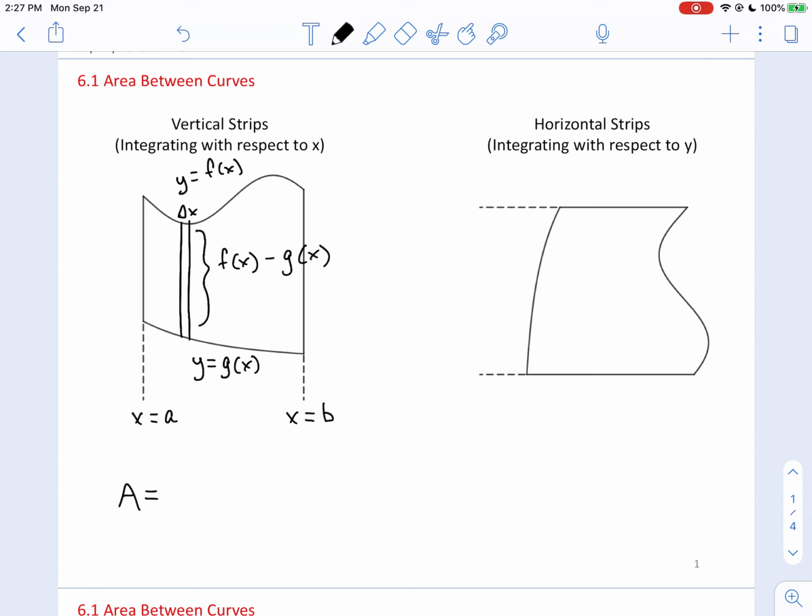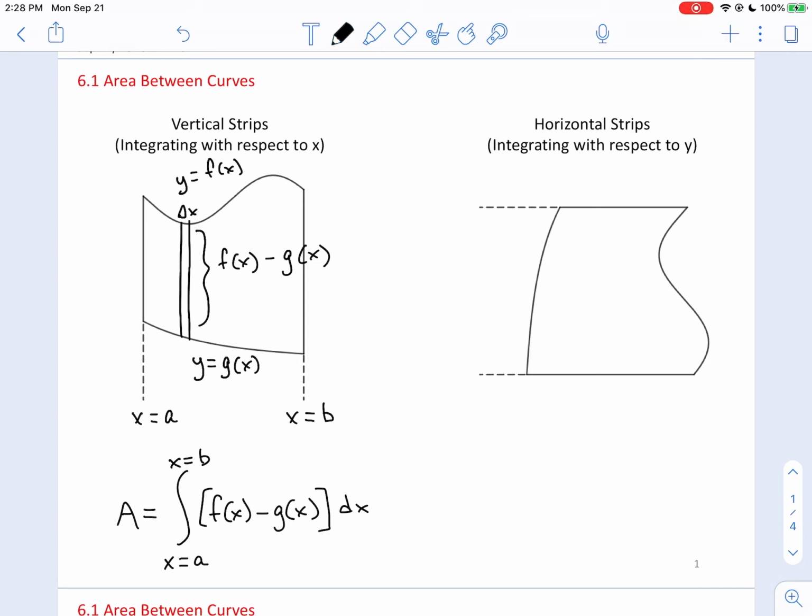And first of all, the area of just that strip is going to be the length of the strip, which is upper function minus lower function, times the thickness. We'll use the dx differential for the thickness. And then you sum them up. Here's our big S, integral. Sum them up from x equals a to x equals b. And this is the setup for the area of the region.